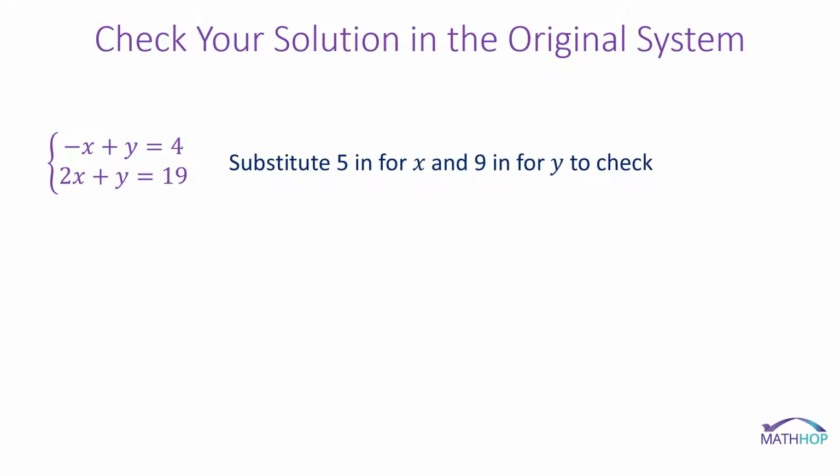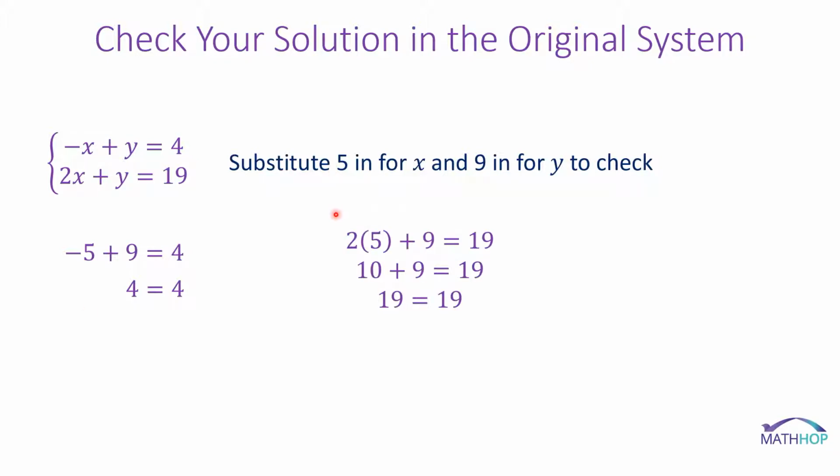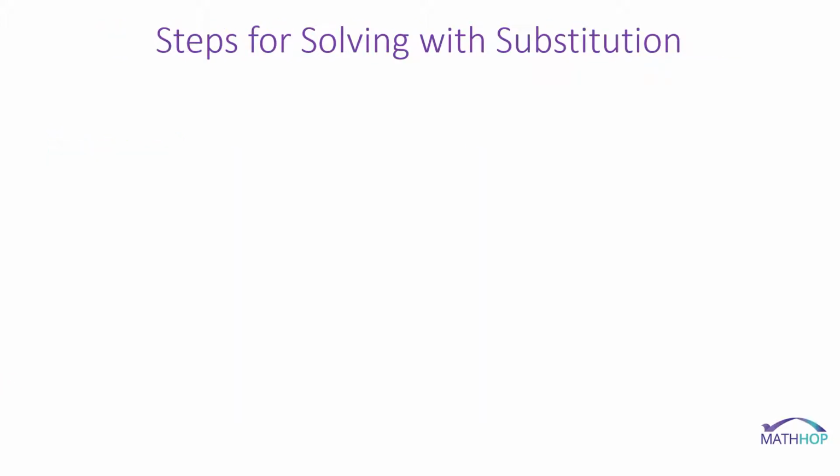Substitute 5 in for x, substitute 9 in for y, and let's check. Let's start with the top equation. Negative x, x was 5, plus y, y was 9, equals 4. Negative 5 plus 9 is 4. That checks. Next equation, 2x plus y equals 19. 2 times 5 is 10, plus 9 is 19. That answer checks.